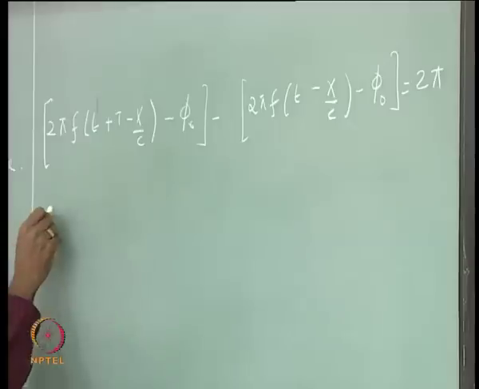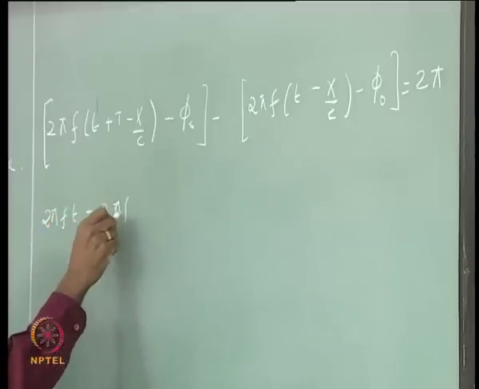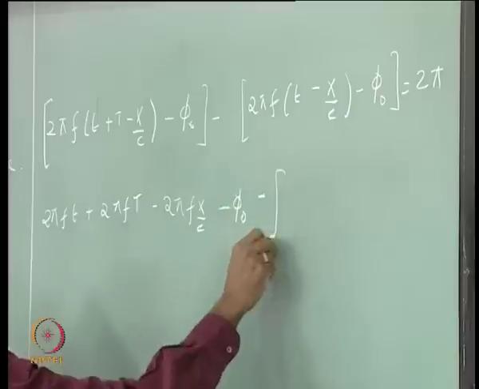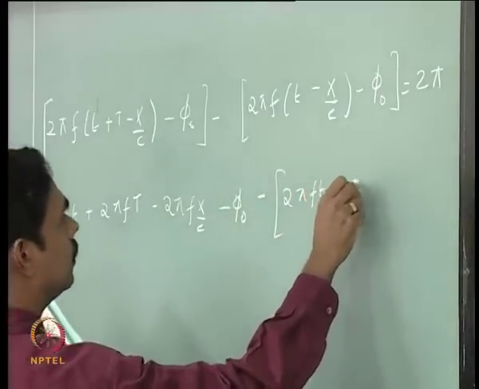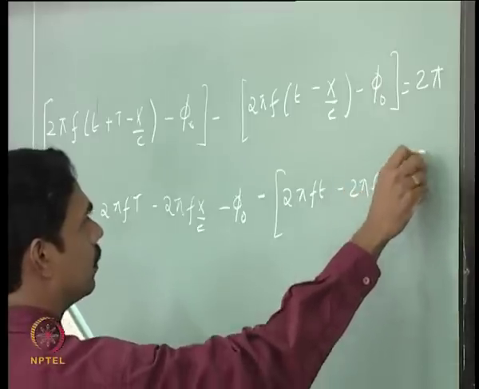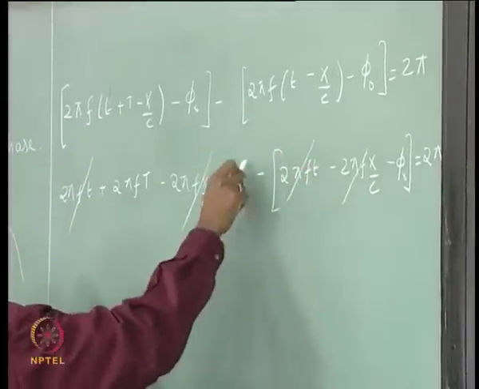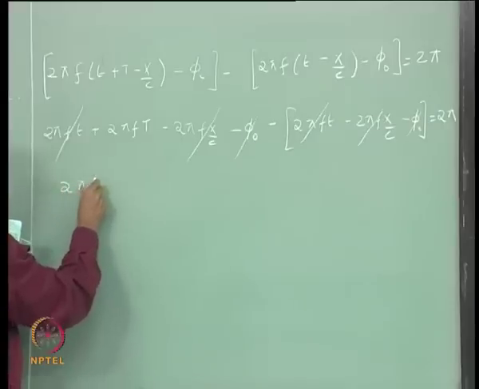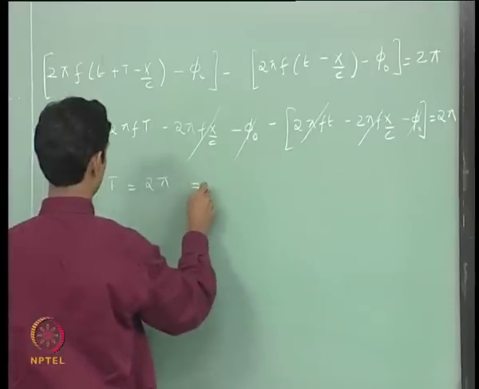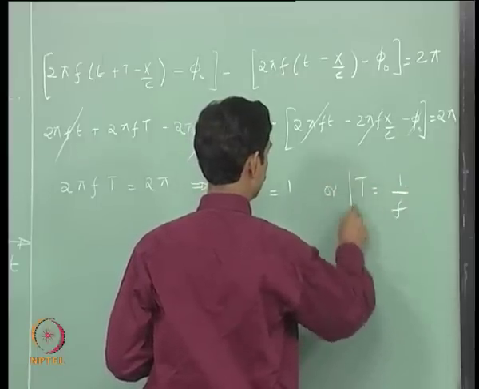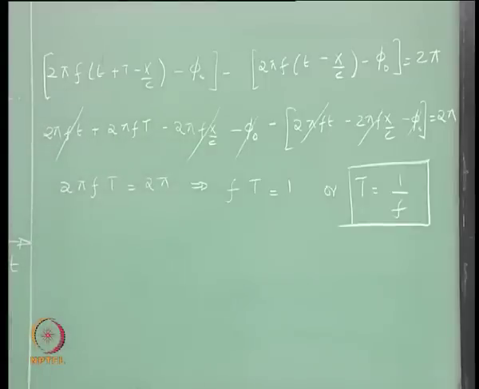If you expand this, you will see 2 pi f (t + T) minus 2 pi f x over c minus phi naught, minus 2 pi f t minus 2 pi f x over c minus phi naught, equal to 2 pi. You can see this cancels, so what you would get is 2 pi f T equal to 2 pi, which we can simplify and say f T equal to 1, or time period T equal to 1 over f. I think all of you knew this in advance, but this is a rigorous way of saying that the time period of a wave goes like the reciprocal of the frequency.